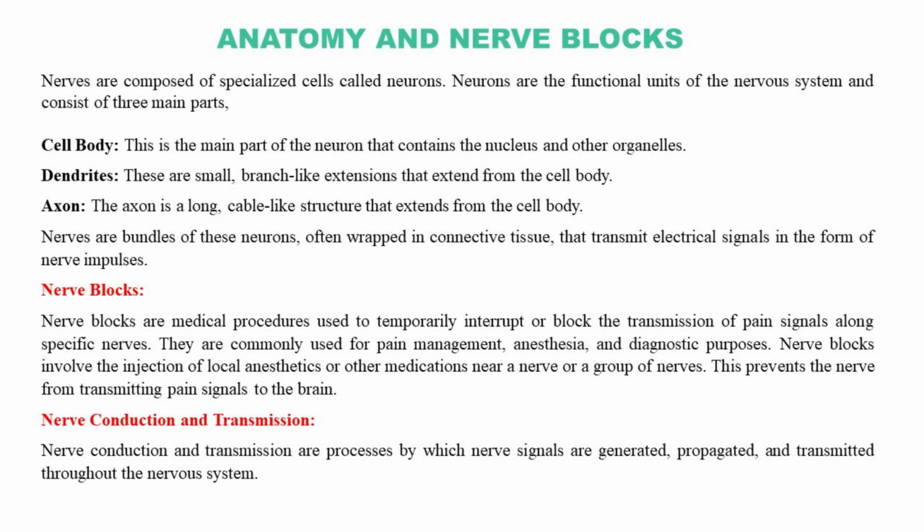At the synapse, chemical neurotransmitters are released from the presynaptic neuron's axon terminals and bind to receptors on the postsynaptic neuron, allowing the signal to pass from one neuron to the next. Nerves are composed of neurons that transmit electrical signals, and nerve blocks are medical procedures that temporarily interrupt these signals to provide pain relief or anesthesia.